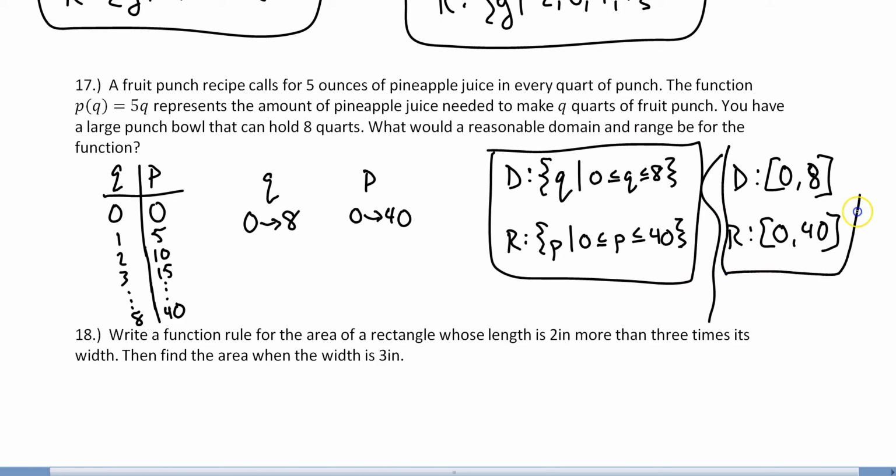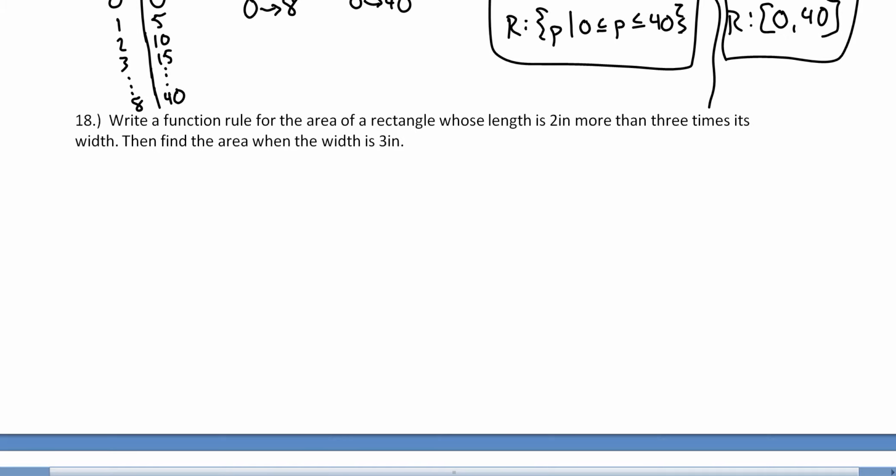But again, we're kind of trying to just think of this in terms of the real-world context. What is it actually possible for me to use? Okay, and that's why my domain and range is changed in that one.